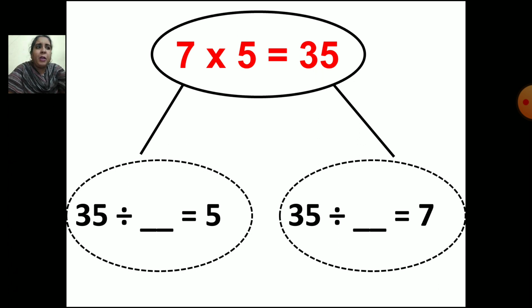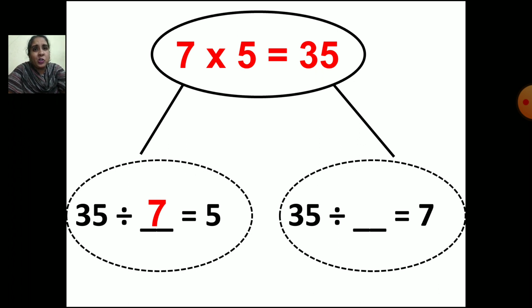So let us say the table of 5. 5 ones are 5. 5 twos are 10. 5 threes are 15. 5 fours are 20. 5 fives are 25. 5 sixes are 30. And 5 sevens are what we get? 35. So what will come in the dash? 7. That is 35 divided by 7 equal to 5.